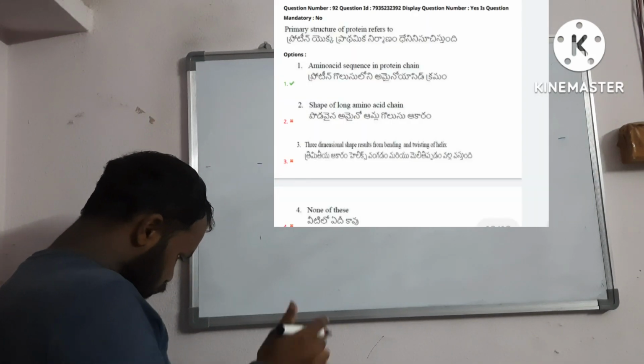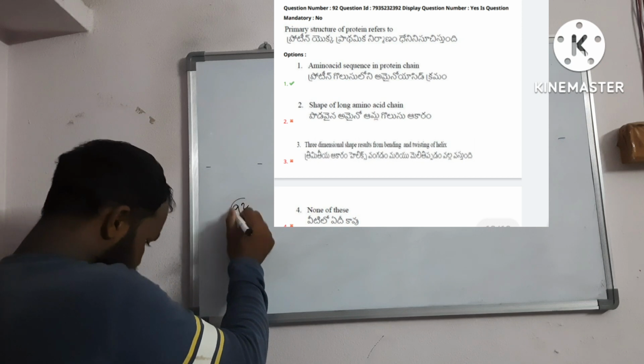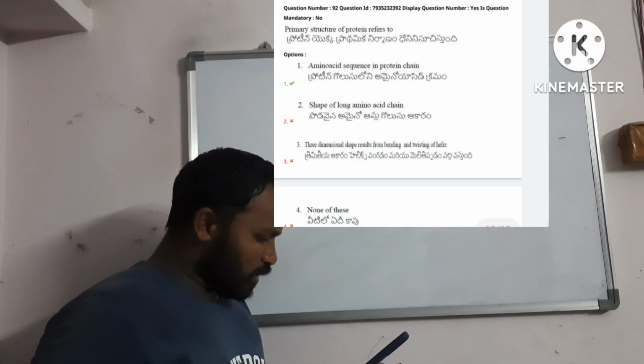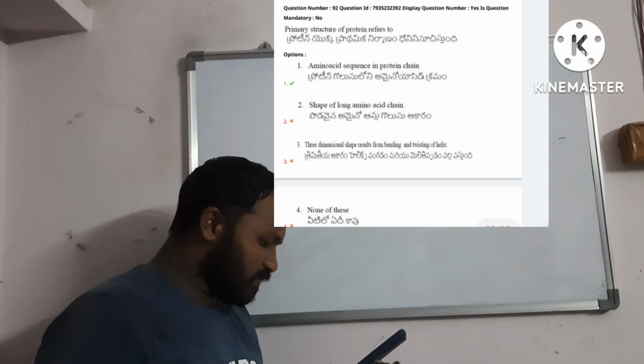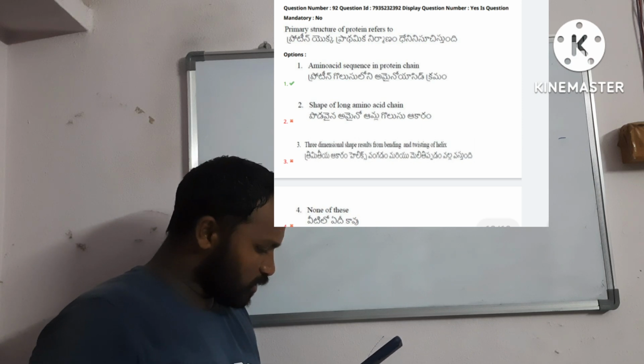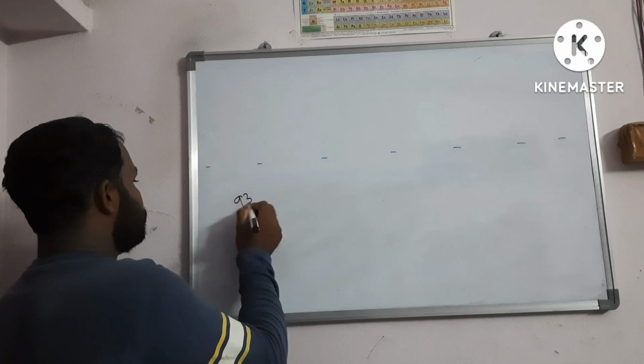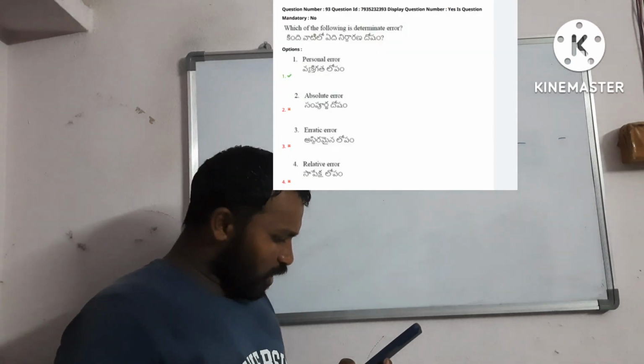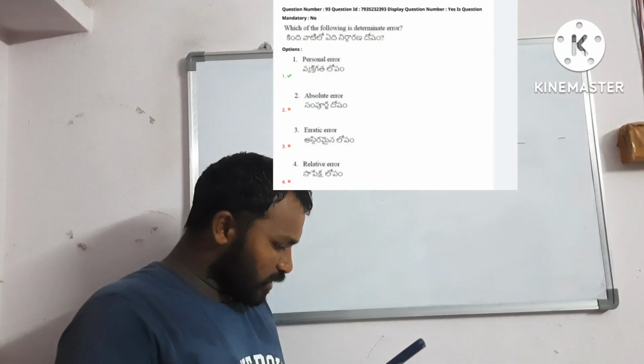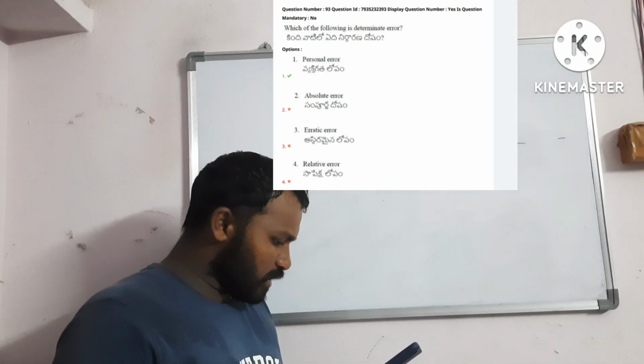Next, question number 92. Direct question. Primary structure of protein refers to what? Amino acid sequence in protein chain. Direct question. Next, question number 93. Which of the following is determining error? This is also a direct question. Determining error is a personal error.